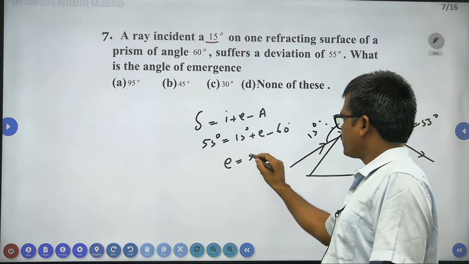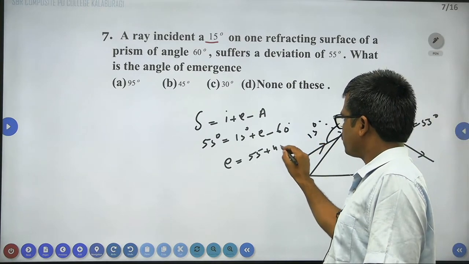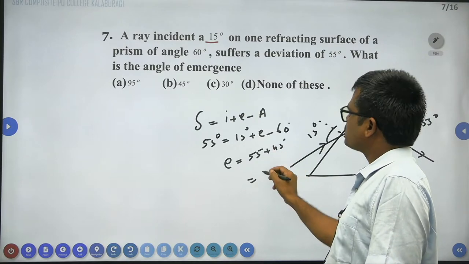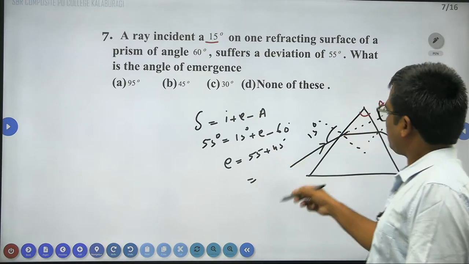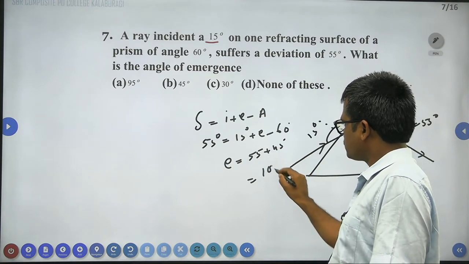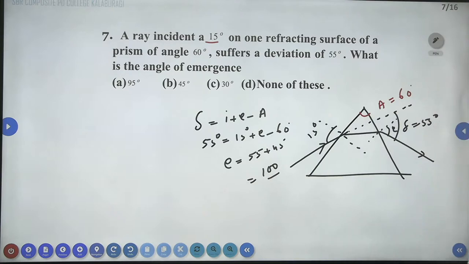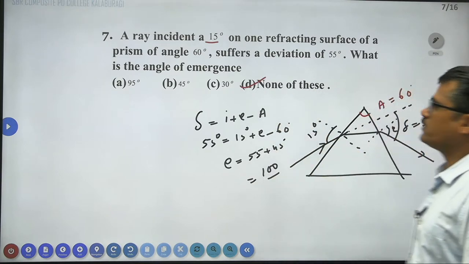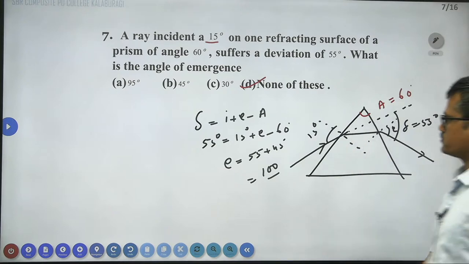Then 55 plus 45, how much will it be? It will be 100. What will your answer be? See, this is 100. Is there any option with 100? Is a 100 option there? No. Therefore, I will go with none of these. Got my point?